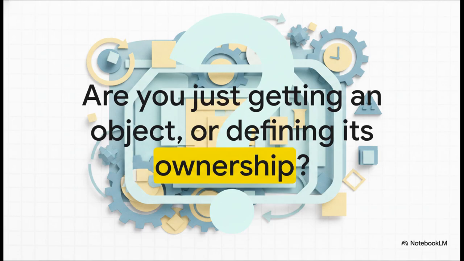So I want to leave you with one final thought to chew on. When you're in your code and you write .AddScoped or .AddSingleton, you're not just asking the container for an object. You're making a fundamental architectural decision. You're defining that service's entire lifecycle and its ownership boundary. Get that right, and you'll be building clean, stable, and truly scalable applications.